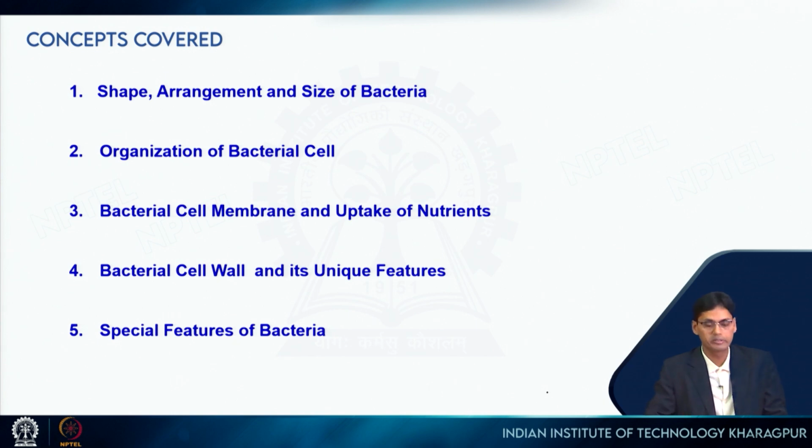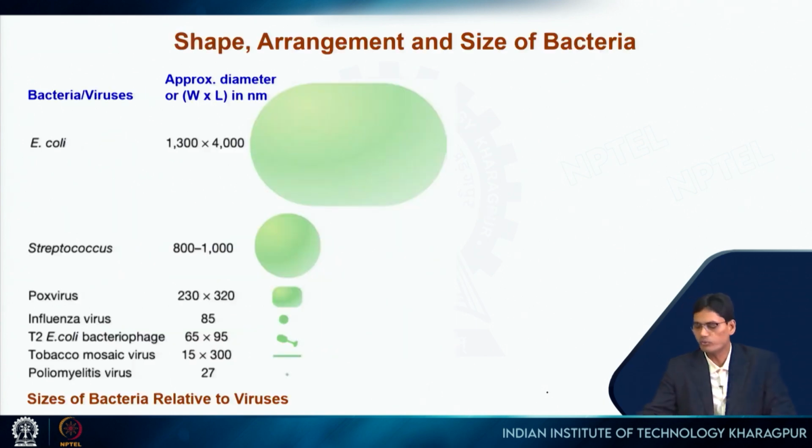and I'm going to discuss a few of them. Here, if you concentrate on shape, arrangement and size of bacteria, this is just to compare where we are now, compared to mammalian cell, compared to eukaryotic cell, something like that. So here in this diagram, I am trying to explain the size of bacteria relative to viruses. As you know, viruses are just particles, some kind of virus particle we say. And viruses are much smaller compared to bacteria.